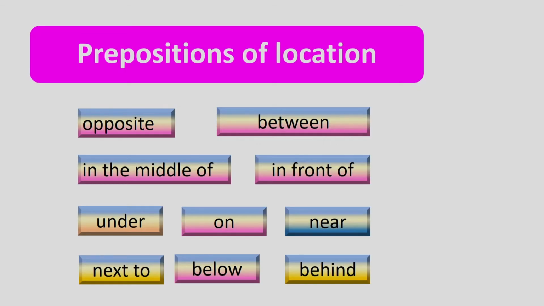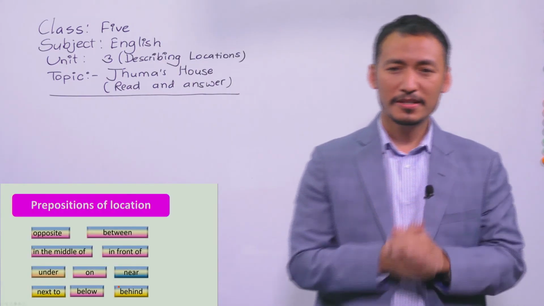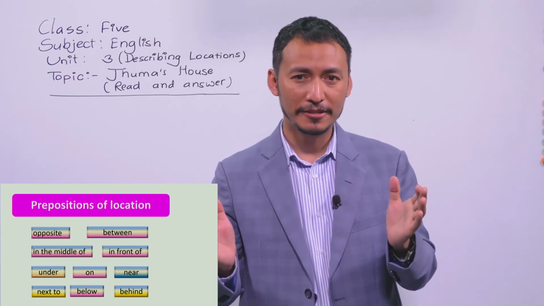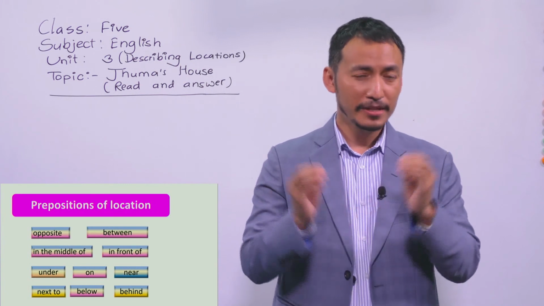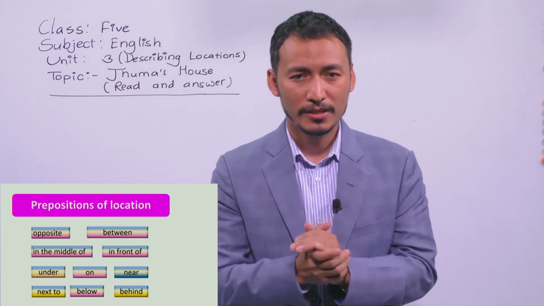So these are the list of prepositions. Can you read them? Opposite, between, in the middle of, in front of, under, on, near, next to, below, behind. These are some of the prepositions of location. There are other prepositions of location as well, but these are the prepositions that we are going to see in our text. So let me quickly show you their context, where they are used.